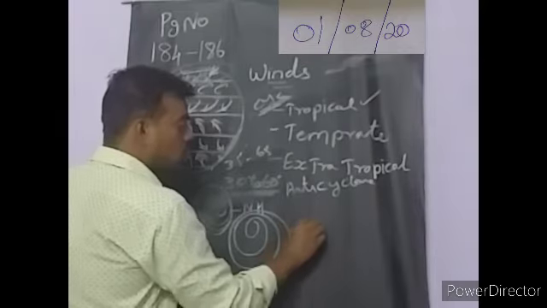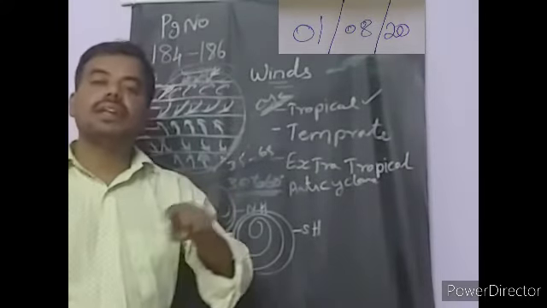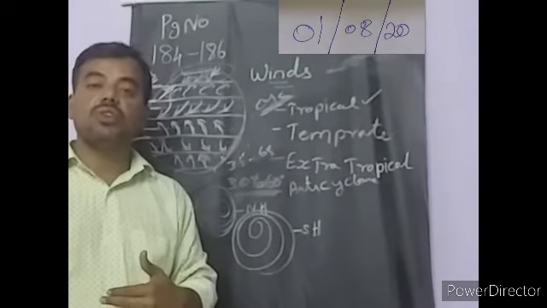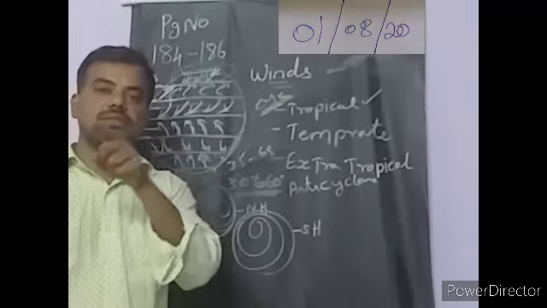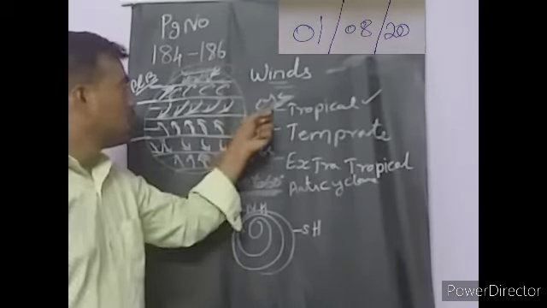This is the difference you want to know. In the northern hemisphere, the cyclone will be rotating in an anti-clockwise direction. In the southern hemisphere, the cyclone will be rotating in a clockwise direction. So understand that. Okay, this is a small concept about the cyclone.